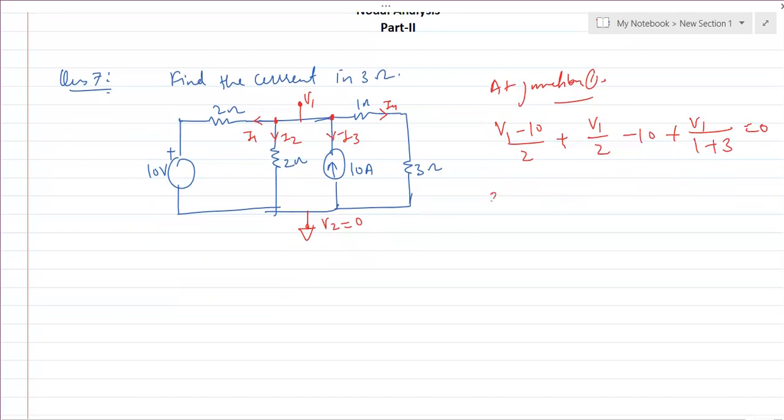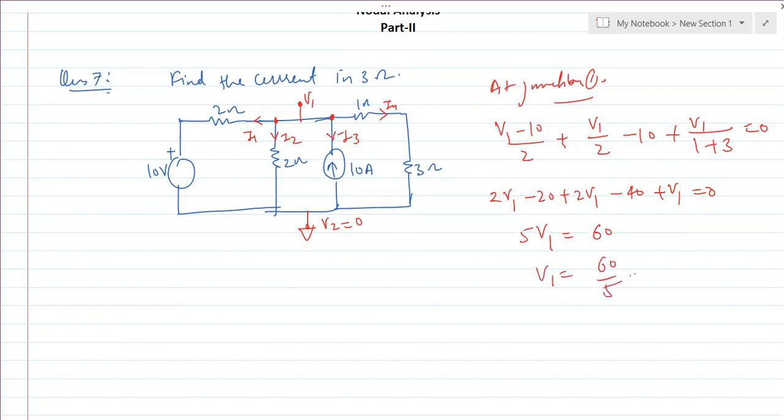LCM 4 आ रहा है, so it is 2V1 minus 20 plus 2V1 minus 40 plus V1 is equals to 0. Solving this for V1, हमारे पास मिलेगा 2 plus 2 plus 1 that is 5V1 is equals to 40 plus 20 is 60, or V1 is equals to 60 upon 5, that is 12 volts, right? Now the current through 3 ohm, that is nothing but equals to I4 here. We have V1 upon 4, 12 upon 4 is 3 ampere in downward direction.